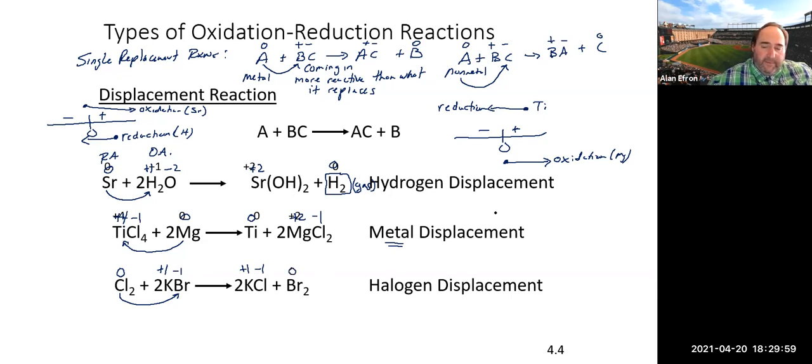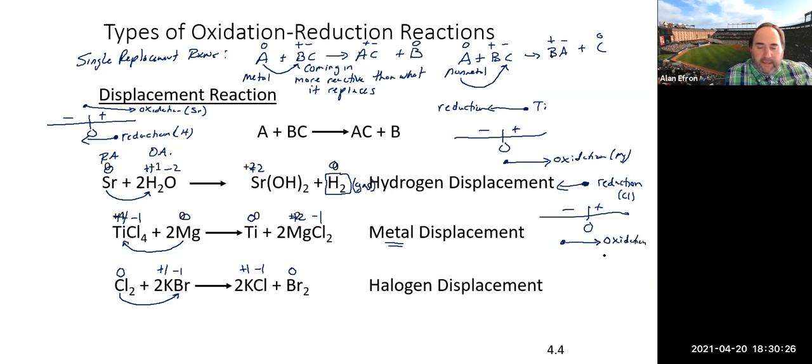Again, if we take a peek at the little number line and look at our chlorine starting at 0 and ending at -1, going to the left or more negative, it is going through reduction. And our bromine in this case starts at -1 and ends at 0, moving in that direction, so it is going through oxidation.